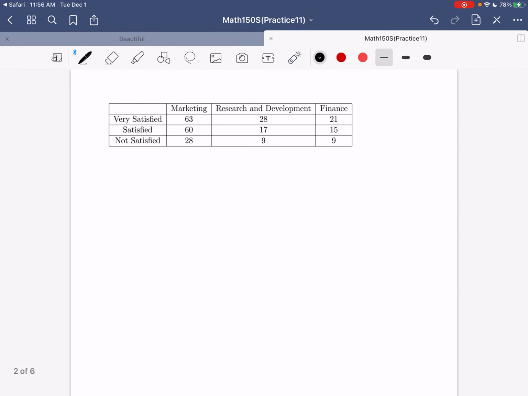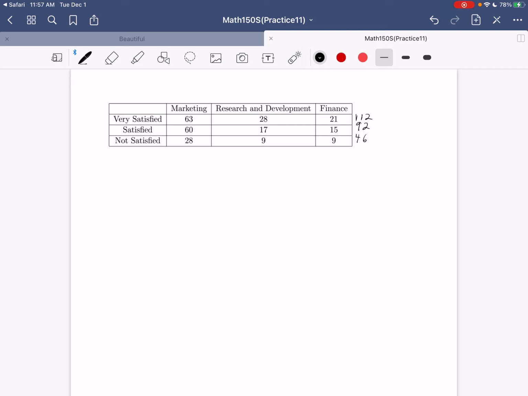So here's our data. We know that whenever we see a 2-way table, no matter what we're going to be doing with it, we want to add the row and column totals as well as the table total. So let's go ahead and get started with that. We're going to annotate this. I'll do the row totals first. So 63 plus 28 plus 21. Looks like we should get a total of 112 there. Then 60 plus 17 plus 15. Looks like we should get a total of 92. And then 28 plus 9 plus 9, we should get a total of 46.